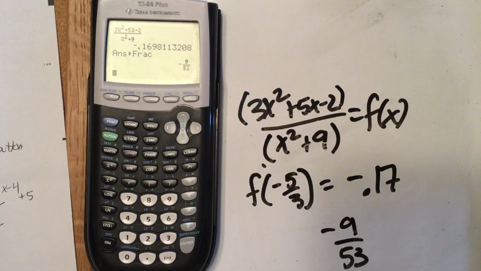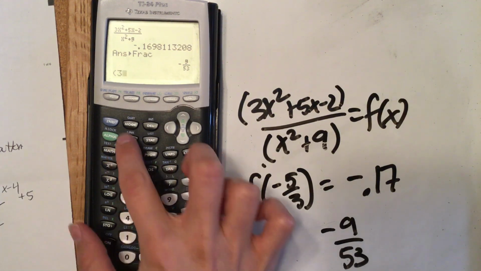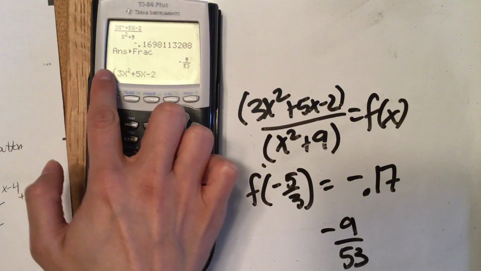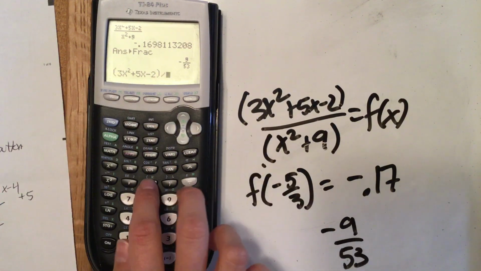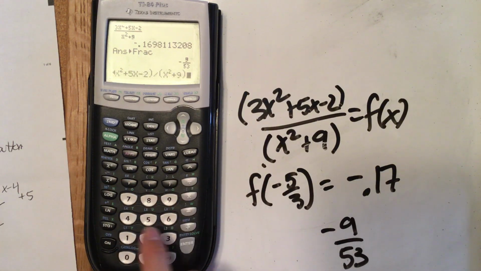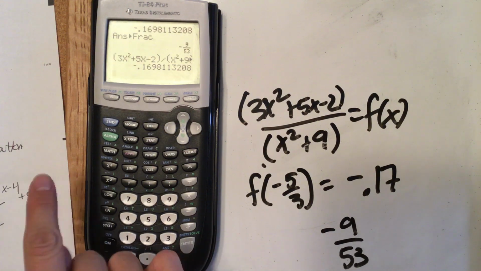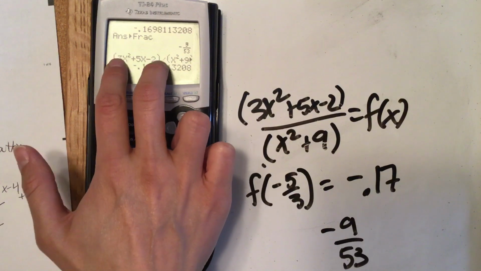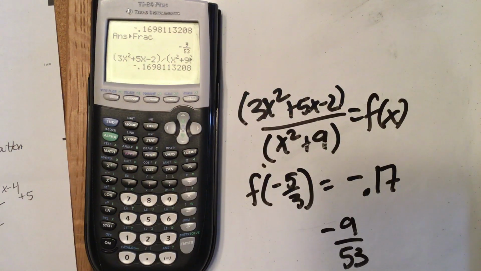Right? So that's a really nice way to use the store function and use the alpha y equals. If you were not doing it with the alpha y equals, you'd have to write it as 3x squared plus 5x minus 2 with parentheses here at the beginning and end, then divide by, then a second set of parentheses, and then your x squared plus 9, and then close your parentheses, and you'd get the same thing. So you have to do your parentheses to say you're taking this whole thing and dividing it by this whole thing. So the alpha y equals is just nice so that it makes it simplified and how it would look on your paper.